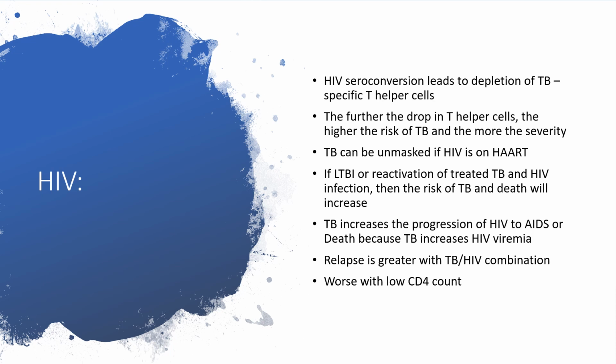TB can be unmasked. If someone with HIV is taking medication to treat the HIV, that is highly active antiretroviral therapy. Okay? If there is latent tuberculosis infection, latent for a long time, but there's reactivation, and the person is now having HIV on top of that, wow, then the risk of TB and death will increase. TB increases the progression of HIV to AIDS.